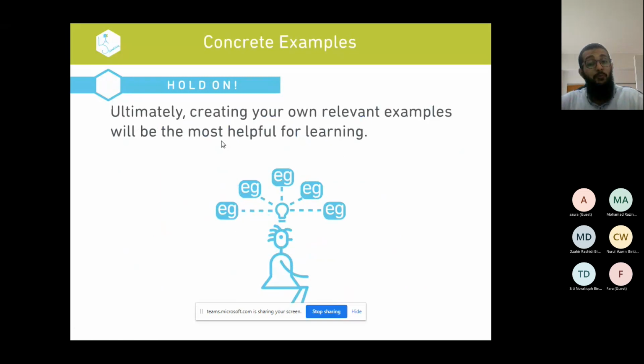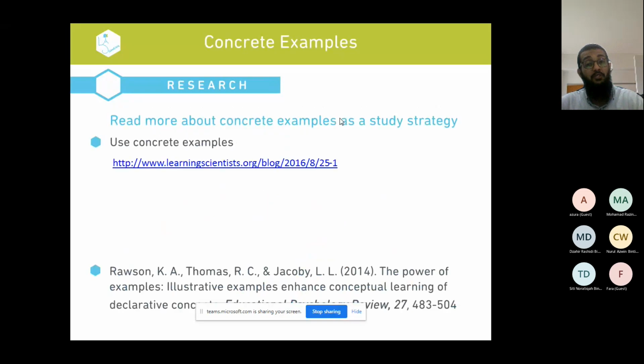You can create your own relevant example, as it is written here. But again, be careful, because if you are a novice, if you are beginning in some topic, it's very difficult to come up with good examples. That's even difficult for teachers, for experts.